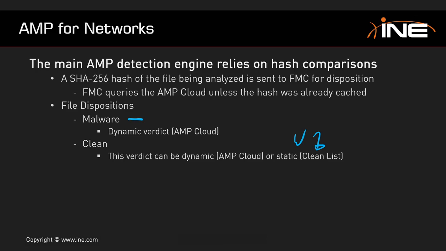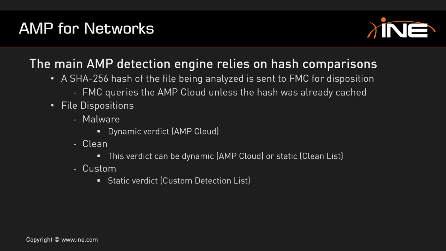If the file is on the clean list, I'm still going to allow the file, which takes precedence over what the dynamic or local engine said. Plus, I can also do blacklisting with custom detection lists. So if my engine said that the file is known to be good, and I know it is bad, or maybe I don't really want to allow the file through, I'm going to put the file on the custom list.